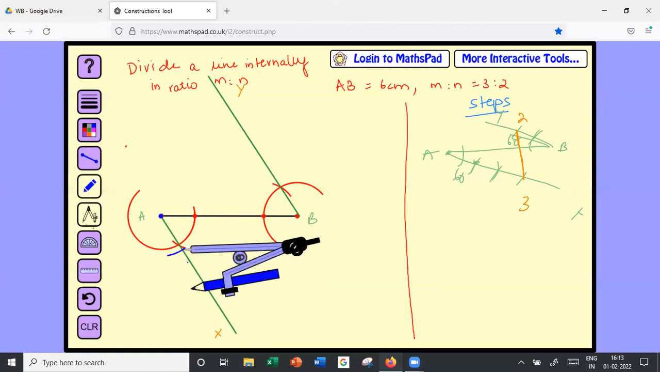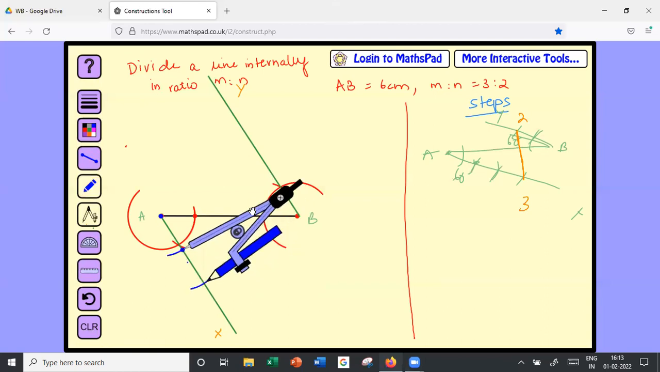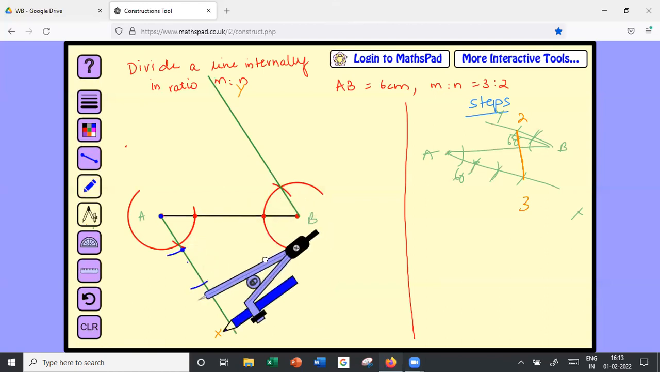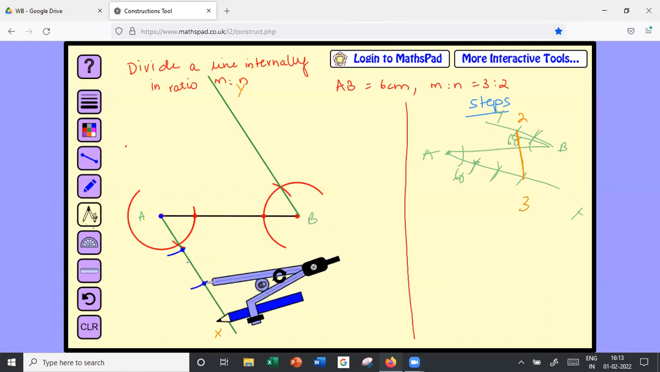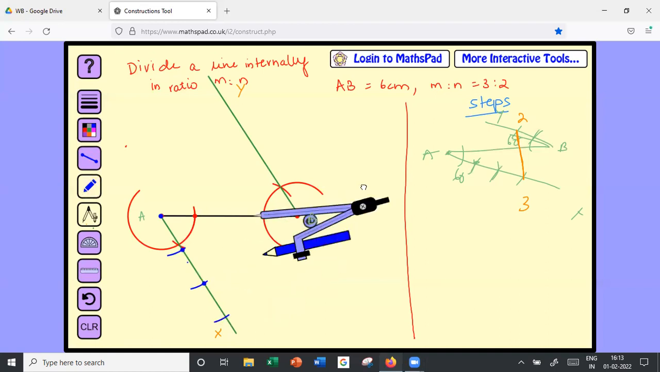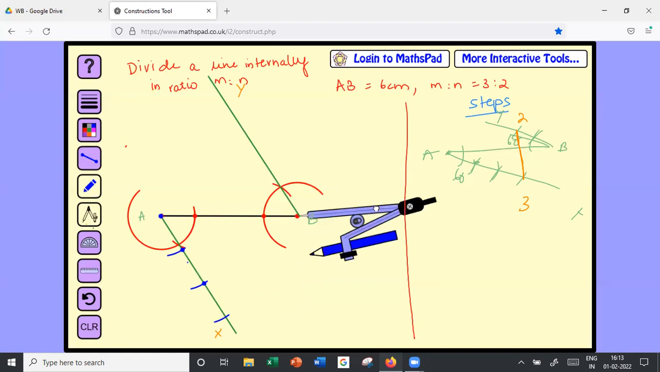Okay, if you have done that, you can try writing the steps also. Send the picture to me and you can try writing the steps of construction. I'll be done by then fully. Okay, so I made 3 points here and now, same radius, I'm going to make 2 points here on B.